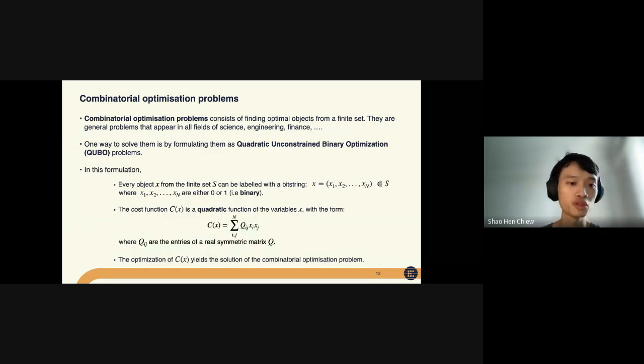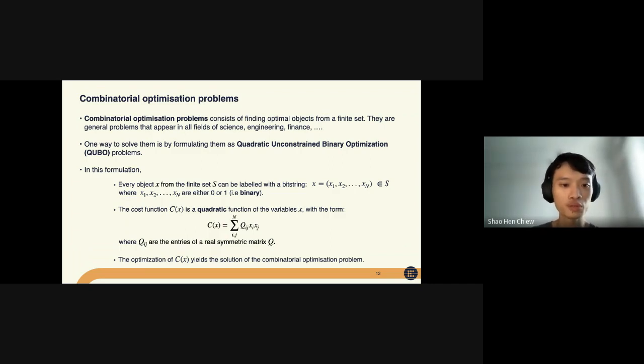But in this formulation, in the QUBO formulation, we represent every object from this finite set, or a state space, as you would call it, with a bit string, meaning a list of ones and zeros. The cost function can also be expressed as a quadratic function of the variables. So the previous point explains why there's the word binary in QUBO, the B in QUBO, and this restriction explains why there's the word quadratic or Q in QUBO.